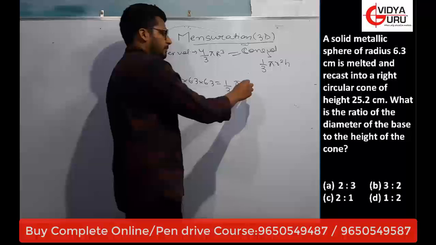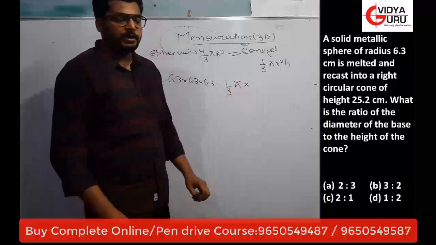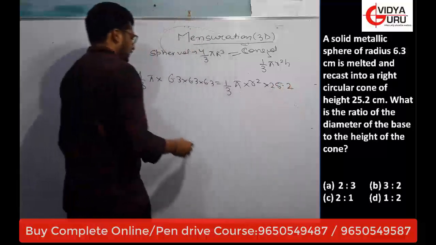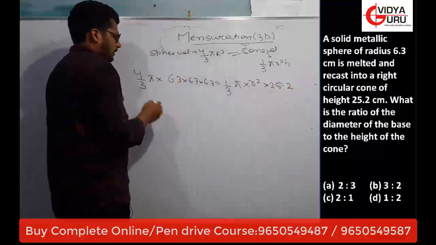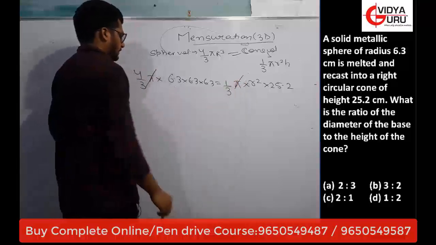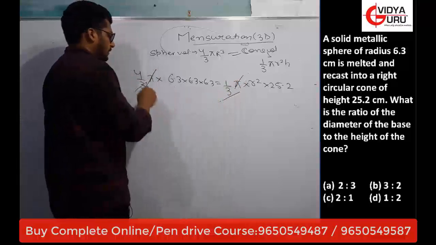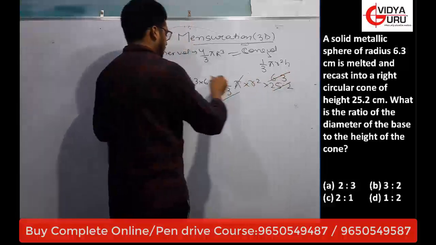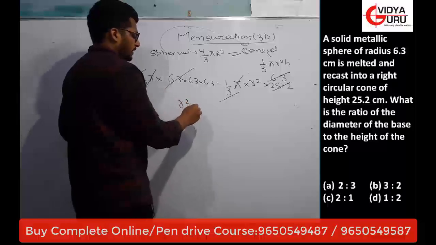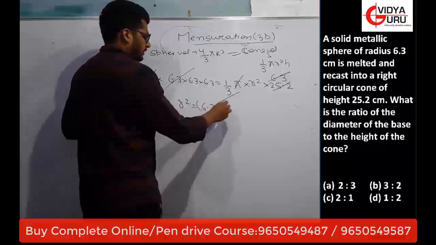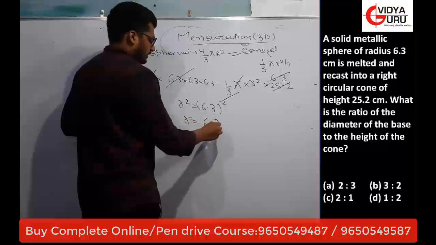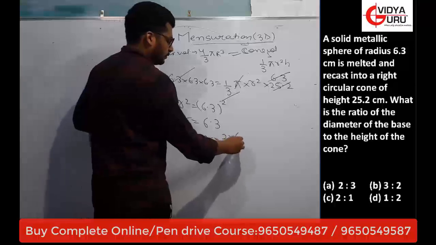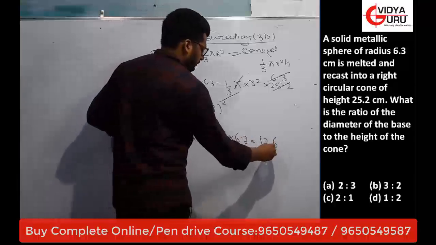1 by 3 pi r square into height, which is given 25.2. If I cancel out, pi will be cancelled out, this 3 will be cancelled out, 4 and 6, 4 3s are 6.3 will be cancelled out, r square will be equal to 6.3 square. So r will be equal to 6.3. So what will be the diameter? 2r, which will be equal to 2 into 6.3, that will be 12.6.